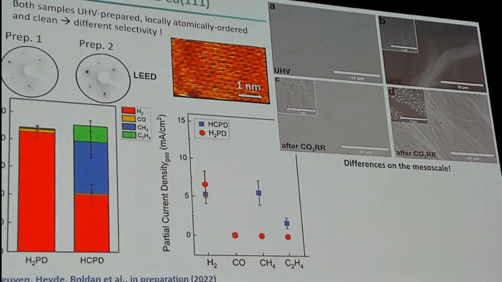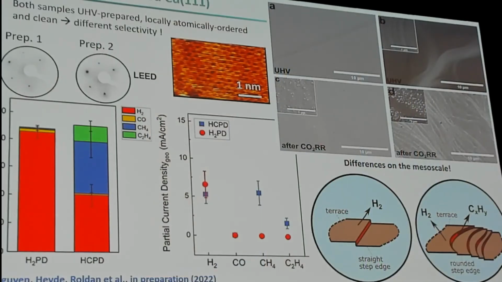This is when we run the reaction a couple of times, then we recover the surface in the UHV, we clean it, but it never recovers completely. You see a lot of wavy steps, and this is the surface, which at the meso scale has a lot of steps and a lot of defects.